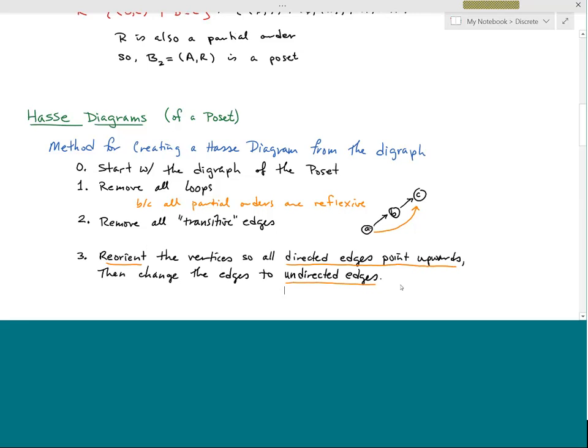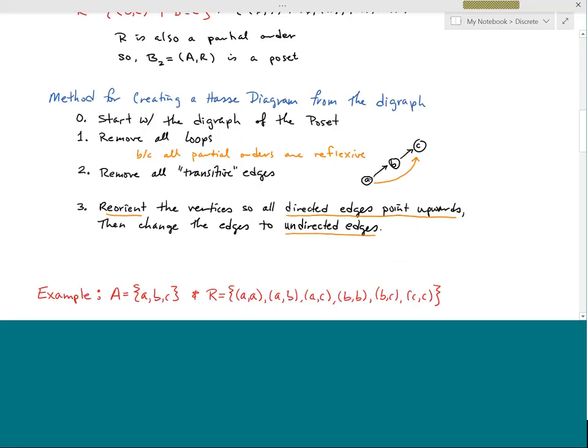Now, that is the crash course on how to convert a digraph from any old relation into a Hasse diagram. And when I say any old relation, this only is applicable if you start off with a partial order. So you take the digraph of the partial order and then convert it into a Hasse diagram. So let's actually see what this would look like with respect to an example.